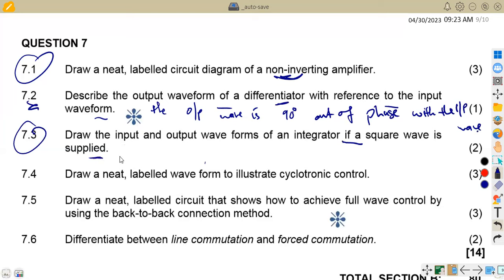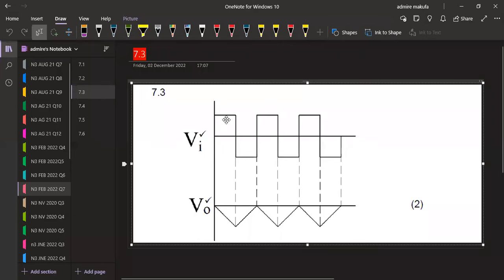On 7.3, draw the input and output waveforms of an integrator if a square wave is supplied. Okay, if you use a square wave on the input, what is going to be the output waveform for an integrator? So you see the part that I was saying, that you're supposed to know each and every part of your amplifiers in this case. All right, so this is what you're going to have. 7.3. Okay, so remember the input is a square wave. All right, we are having the input as a square wave, so this is what we are going to have on our output. All right, so that was our 7.3.